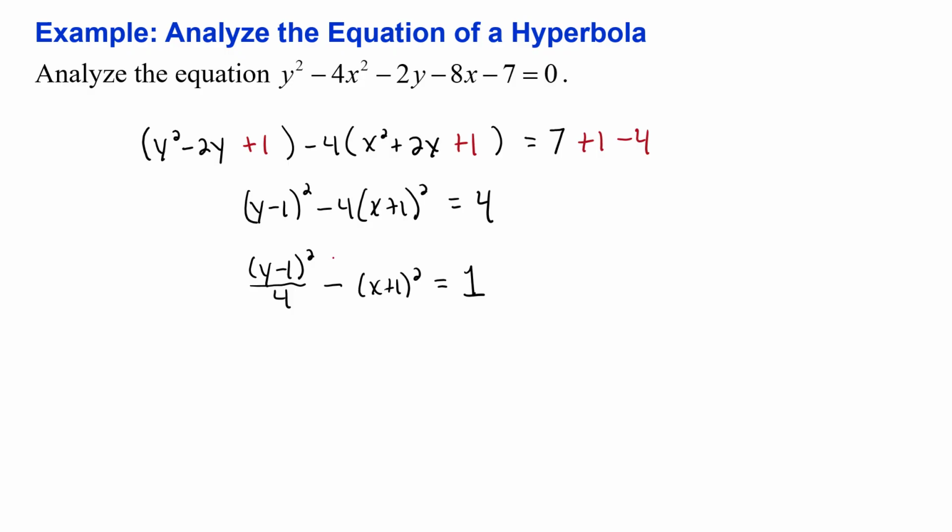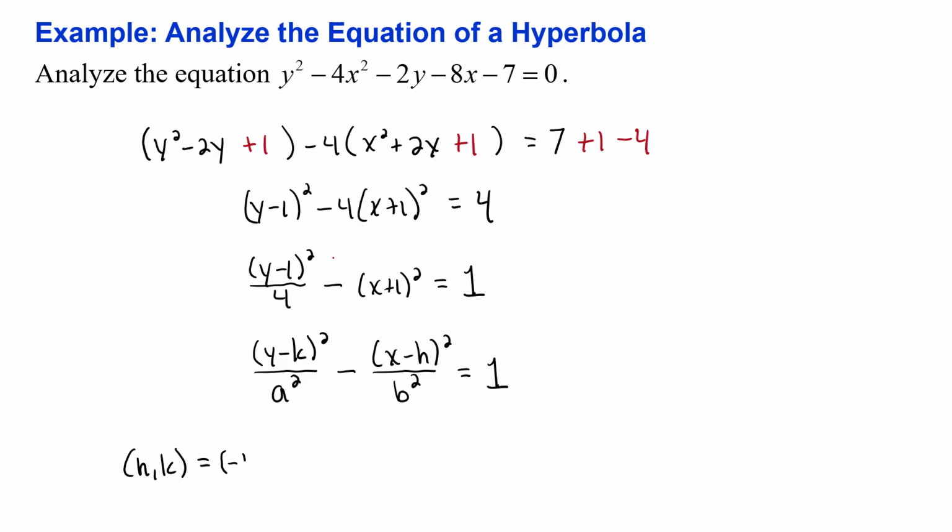So now the equation matches the form square of the quantity y minus k, all divided by a squared, minus square of the quantity x minus h, all divided by b squared equals 1. So we can now identify the center of the hyperbola to be h comma k, which is negative 1 comma 1, and a squared is 4, and b squared is 1.